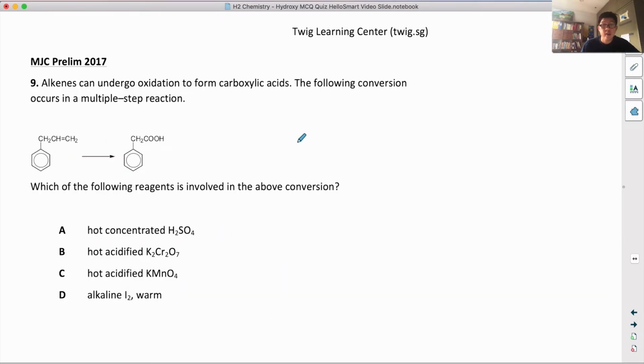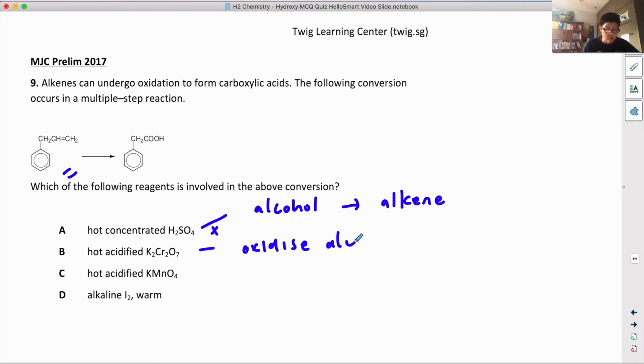Let's try question number 9. The first one, this is an alkene. With hot concentrated H2SO4, normally you're converting an alcohol to an alkene, so I take this one as not right. Hot acidic dichromate can only oxidize alcohol. But this is an alkene, so that cannot oxidize an alkene, which means this is also wrong.